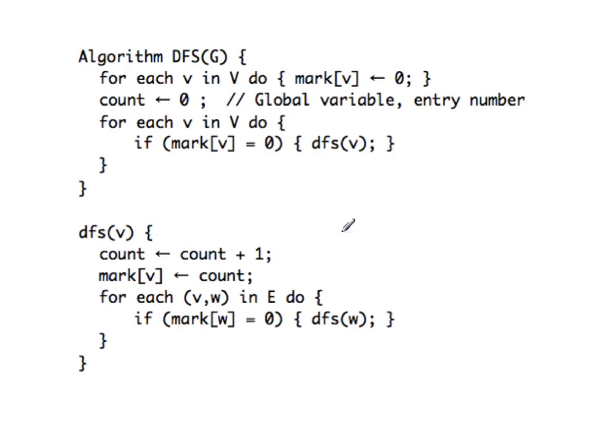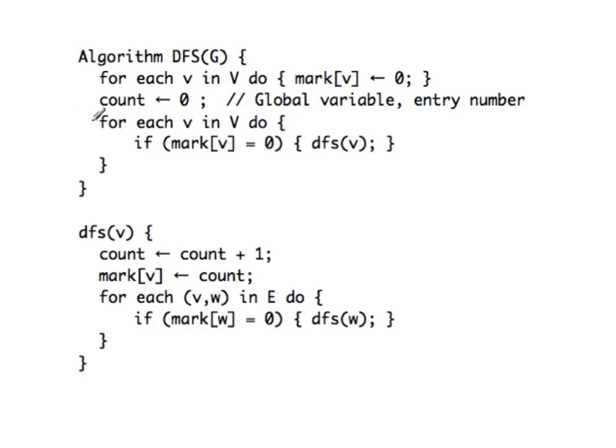So here is a formal description of the DFS algorithm. We actually have two levels. We have capital DFS, which is the algorithm for the whole graph, and we have a function small DFS which explores the graph from a given vertex. What we do is we keep track of which vertices have been visited using an array called mark. Initially we say that all vertices are unmarked, so we initialize mark V to be 0.